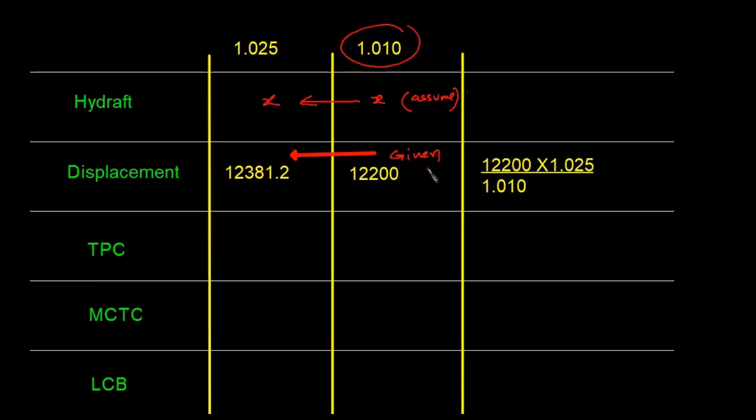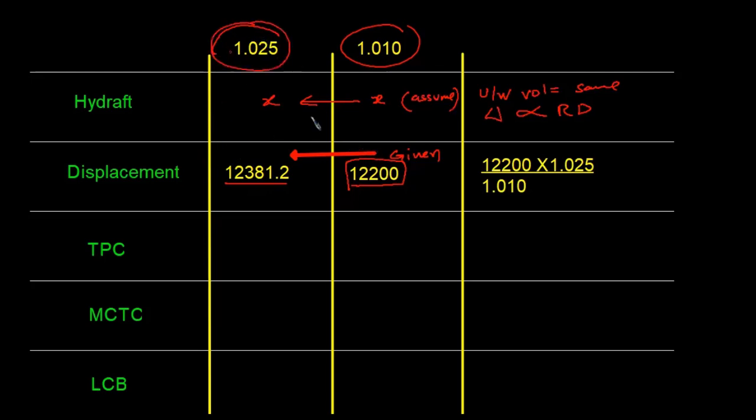After assuming, we realize that the underwater volume is the same, because the hydrostatic draft is the same. That means displacement is going to vary as relative density. Now we have the value of 12,200. We need to find the value here. So what we have to do is the reverse calculation.